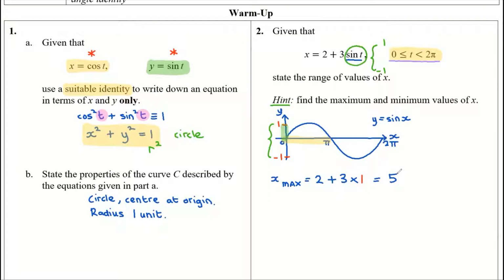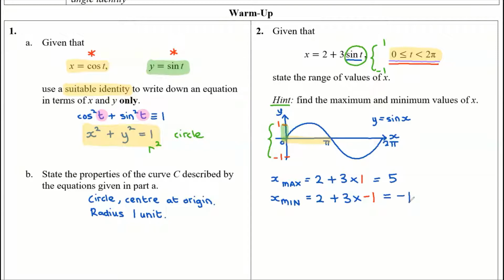Now, for the minimum value, x min, this is going to be 2 plus 3 lots of the minimum value you can possibly get for sine t, again using this range of values of t. So that's going to be -1. And again, tidying all that up, that's going to be 2 subtract 3, which is, of course, -1.